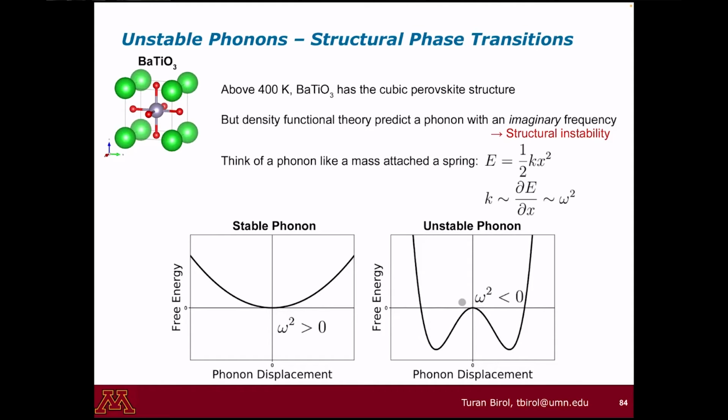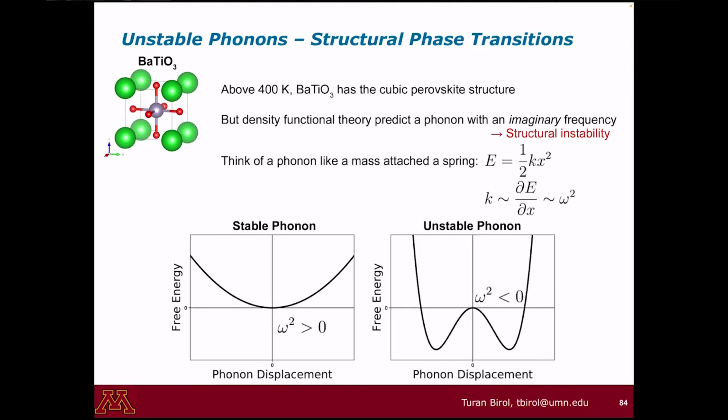And when you find an imaginary phonon frequency, you say that, aha, the structure I have might be physically reasonable, like barium titanate could be cubic at some high temperature. But when I do the calculation at zero temperature, I find this structure to be unstable. These atoms want to displace spontaneously. And indeed, this is in line with the experiment.